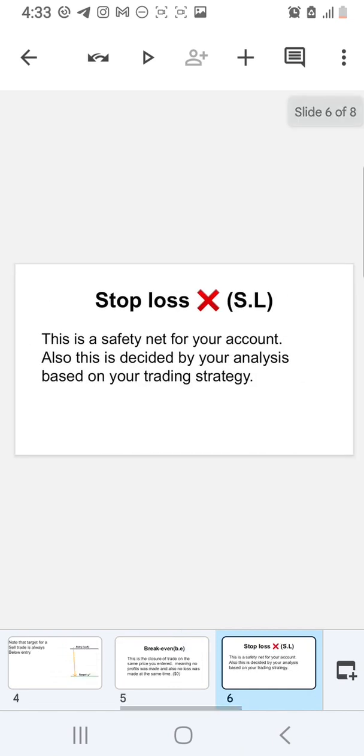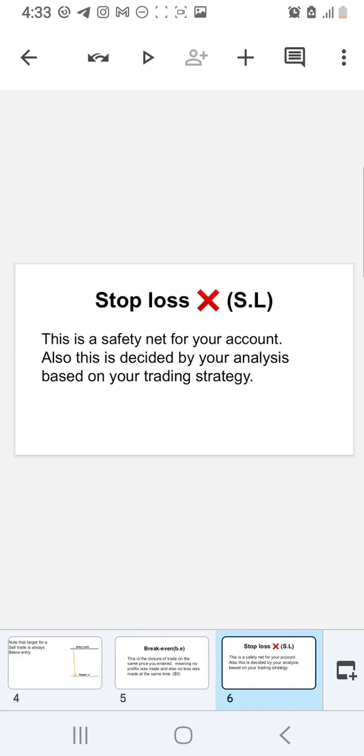So the next one is the stop loss. The stop loss is a safety net for your account, and this is also decided by analysis based on the strategy you're using. So you always want to decide where your stop loss is in alignment with the strategy you're using. You don't just decide this is where I want my stop loss to be; it has to be decided by the strategy you're using. And later on in this course you get to know what the strategy is and how you can apply it to get your stop loss and your take profit.